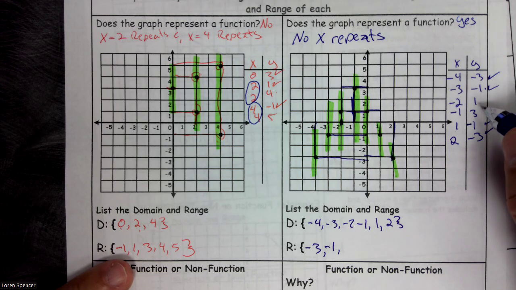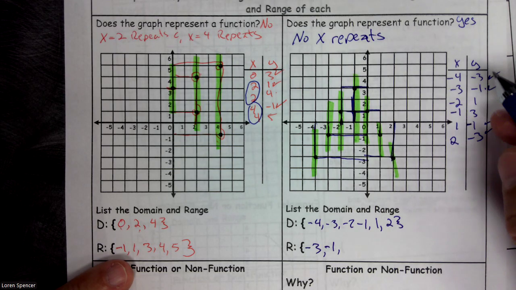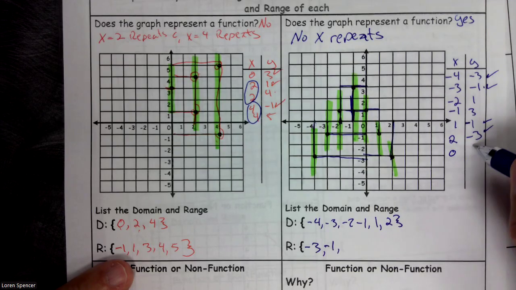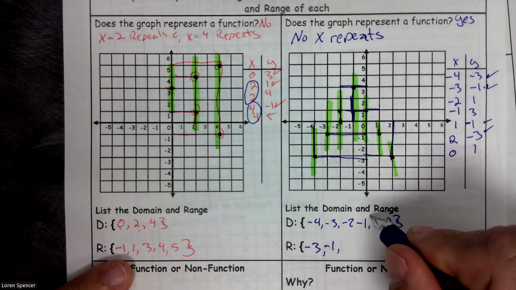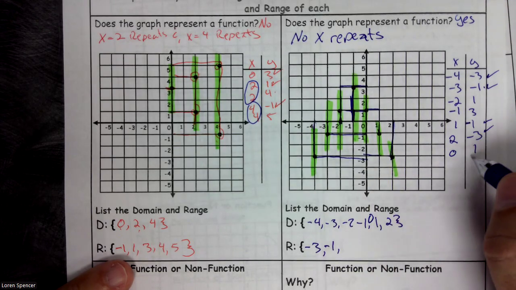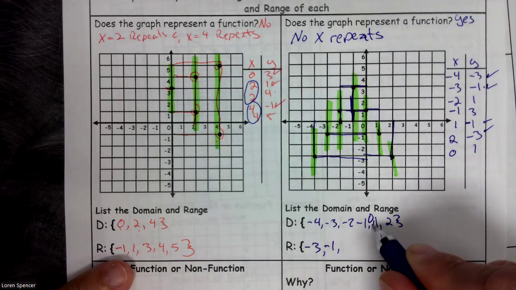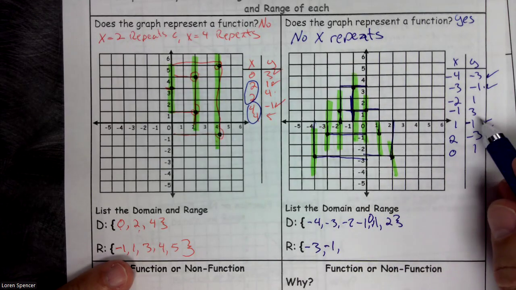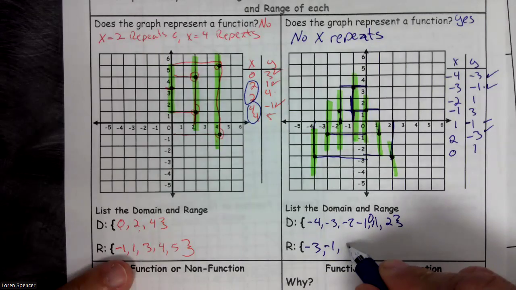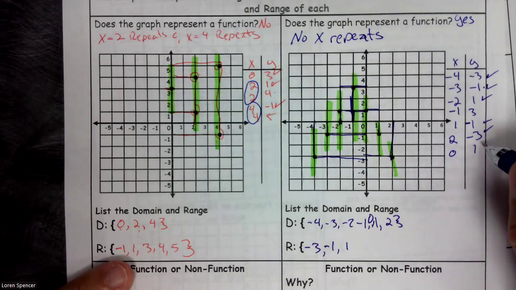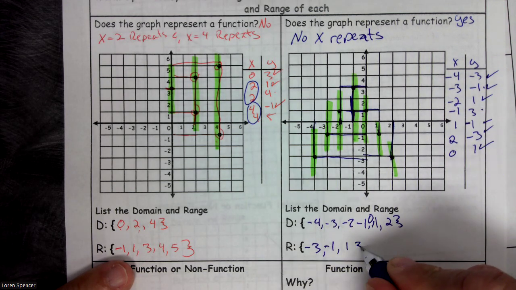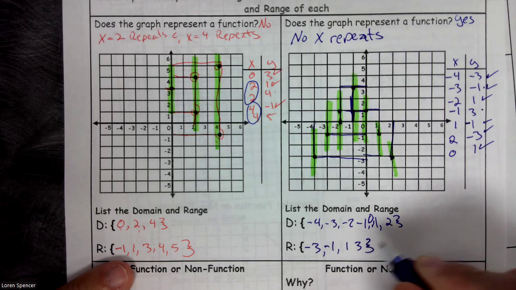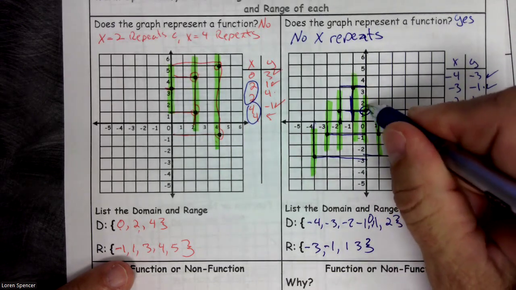Then we have, you know what? I skipped a point. I skipped 0, 1. So I need to put a 0 here because 0 goes right there. And then I have a 1, and we have two of those. And then at 3, there's only one 3. Yeah, I missed this one.